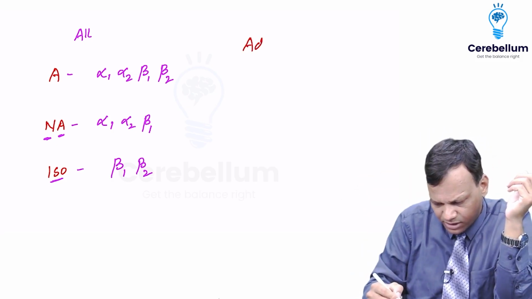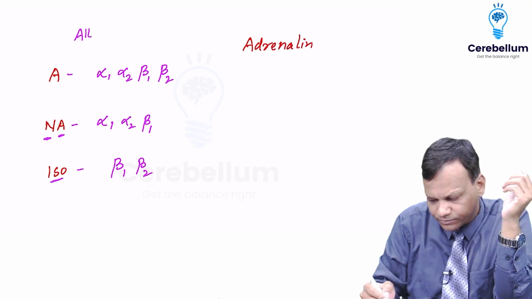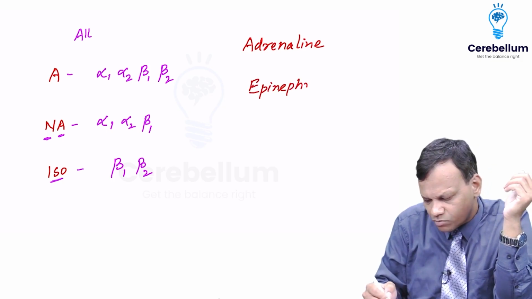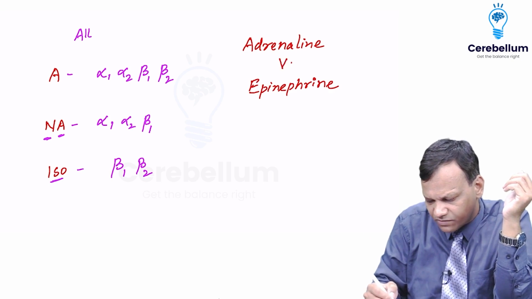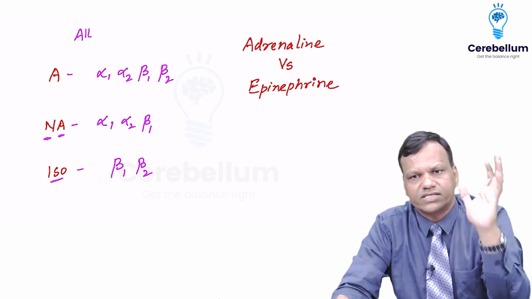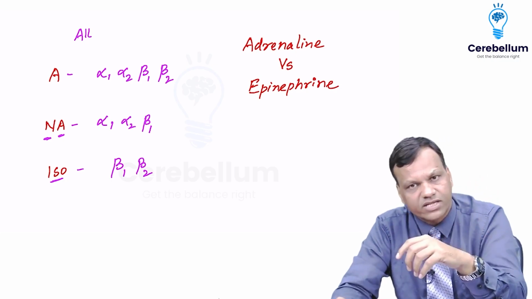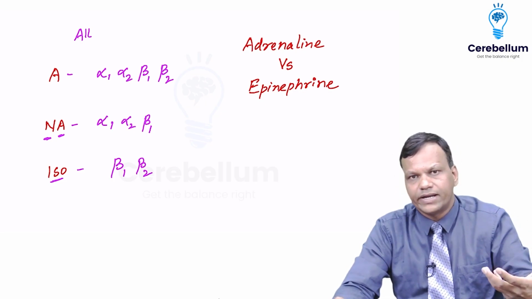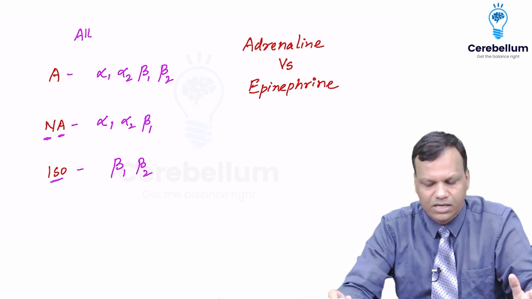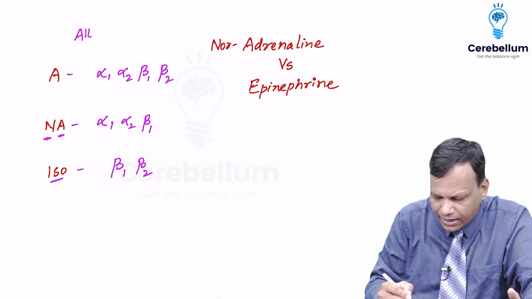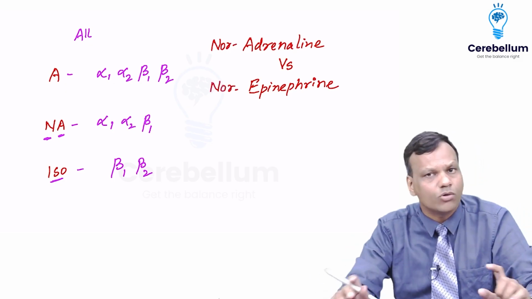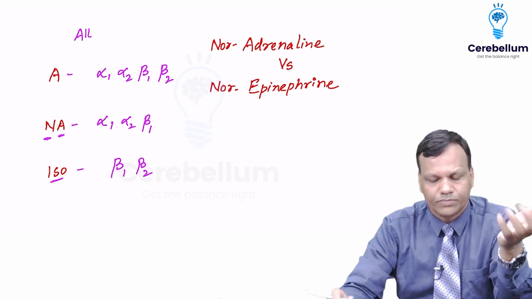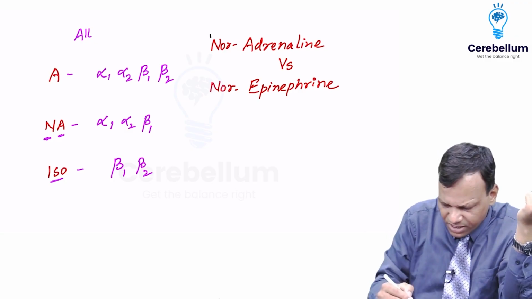Okay. Now, before going to the actions of these, we need to understand some basic things. We are discussing a drug, adrenaline. Now, there is another drug known as epinephrine. So my question is, what is the difference between adrenaline and epinephrine? Very good. There is a difference of spelling only. They are the same drug. In some countries, it is called adrenaline, and in other countries, it is called epinephrine. Similarly, noradrenaline and norepinephrine are the same thing. Do not get confused. Now, second question, what is the meaning of this nor?